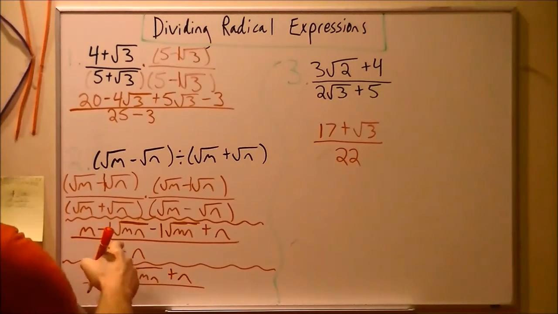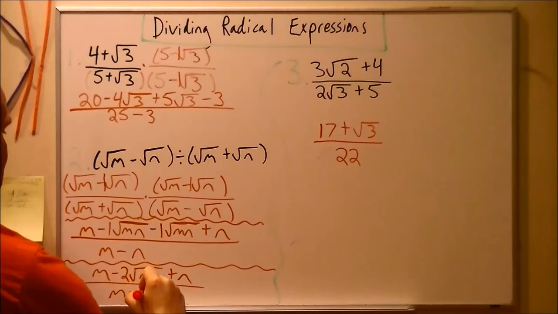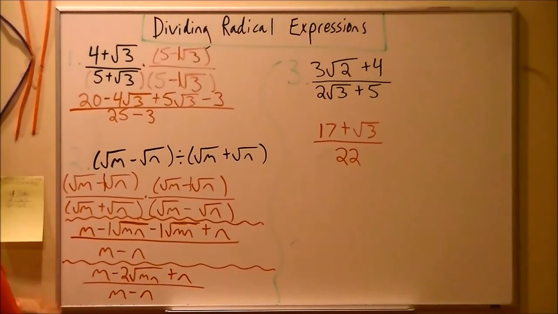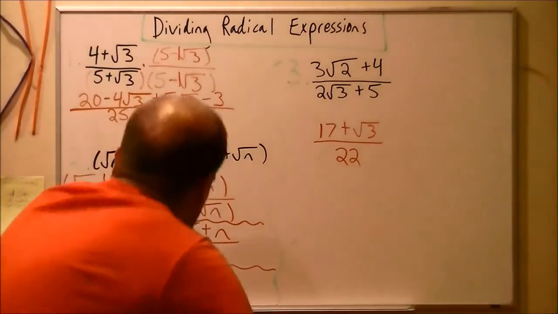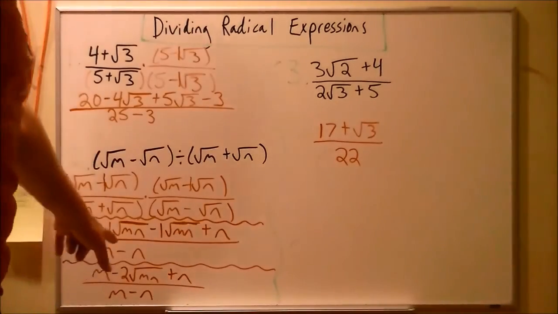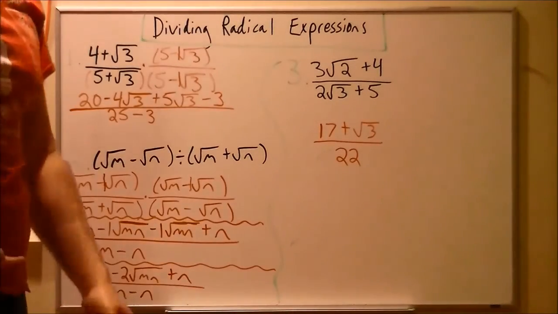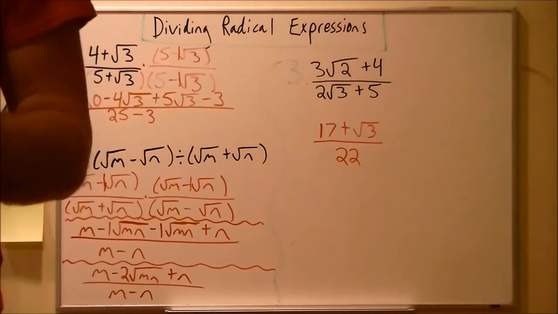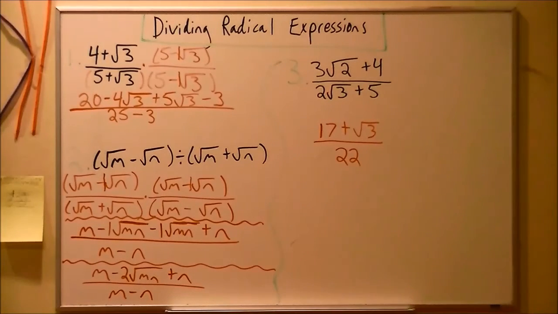over m minus n. That's it. That's simplified. I know it kind of looks like, well, can I knock that out? And can I kind of knock that out? Kind of, not really. And here's why. Remember, it's different when you're dealing with binomials and trinomials and being added and subtracted.